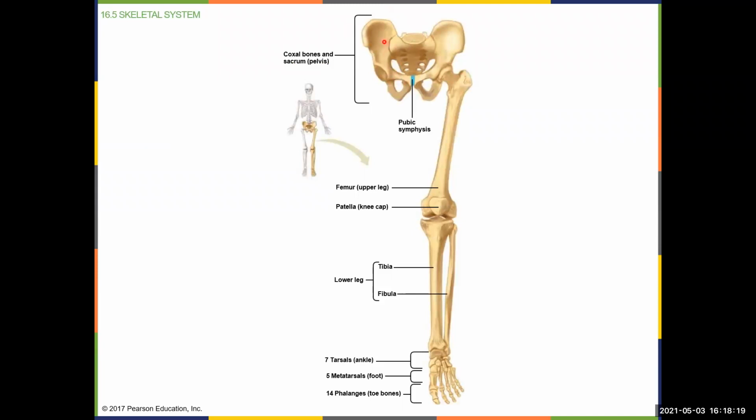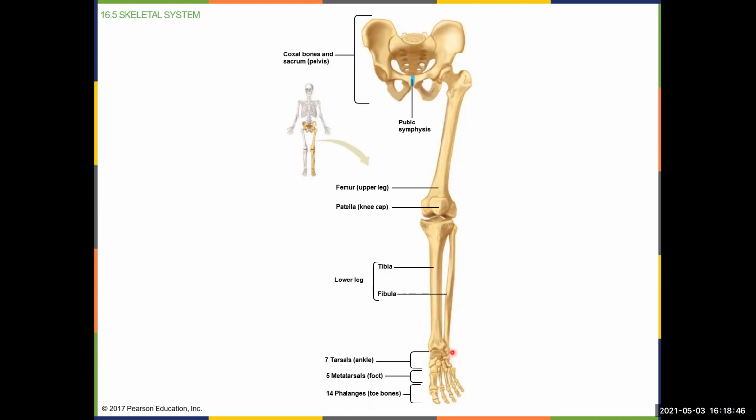Pelvic girdle, with your coxal bones, your sacrum, and then your pubic symphysis. That's that cartilaginous connection between the coxal bones. Then you have your femur, and then your tibia and your fibula. I just remember the small one is the fibula, or you could remember the big one is the tibia. That'll help you remember.